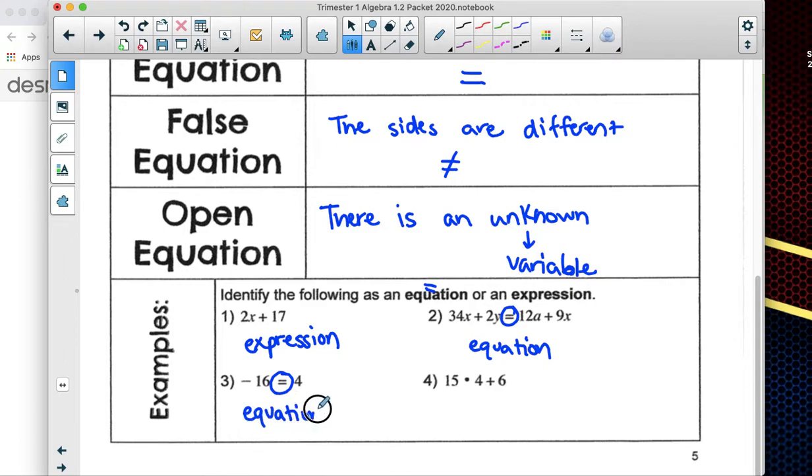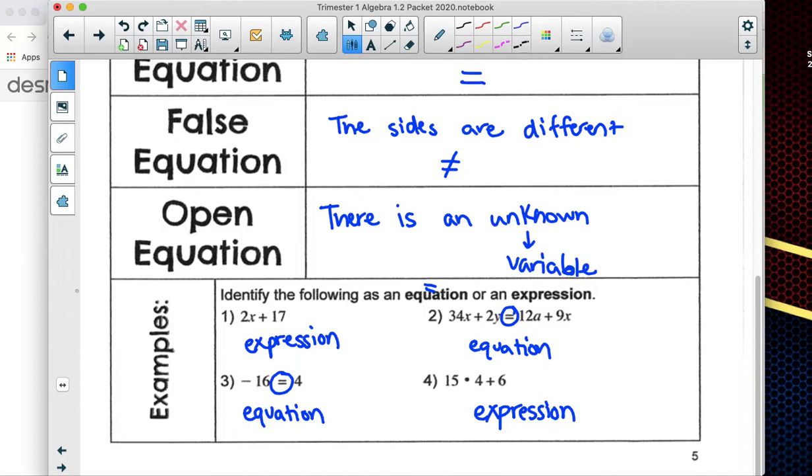Okay. Number 4. This is our last one. This one we could figure out what does it equal. We could evaluate the expression. So we could say equals 66, but it doesn't have an equal sign there. So because there is no equal sign, this is an expression. Okay. All right, we're going to move on to the next page.